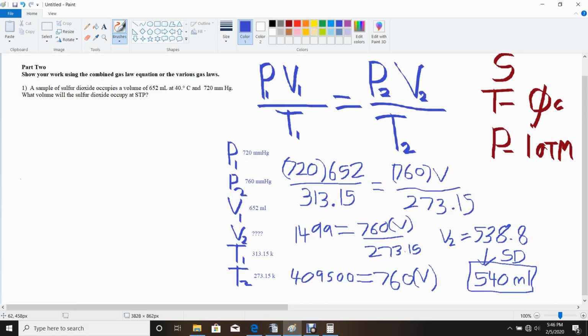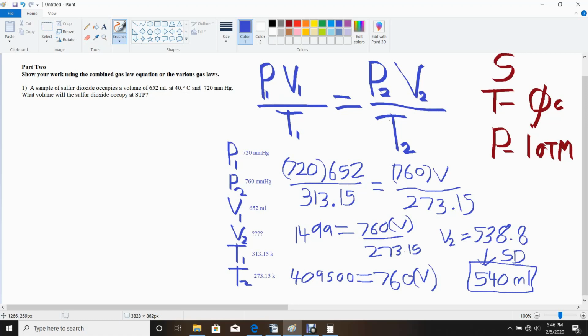Notice I'm giving that as an atmosphere. We're going to need to convert. What do we have? We have a gas, so that means it follows the combined gas law. We have a volume, a temperature, and a pressure that we start with. In other words, we have our P1, our V1, and our T1 given to us. What else do we have? What volume will the sulfur dioxide occupy at STP, a standard temperature and pressure? So there's a change, or at least a new temperature and pressure. We have our T2 and our P2 given to us.